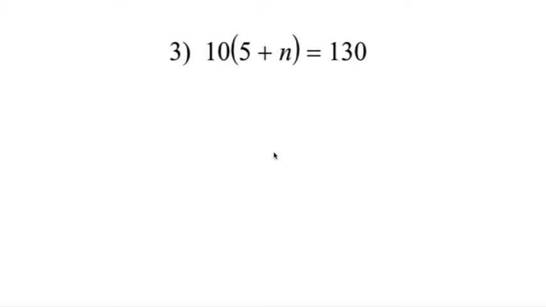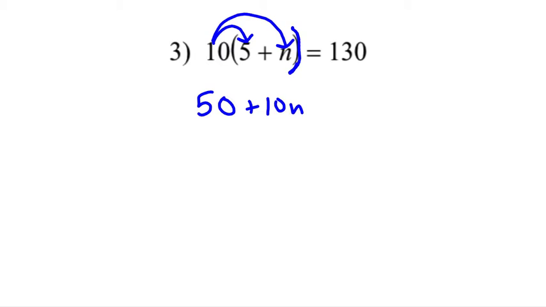Number 3. First of all, distributive property. I see some parentheses here, so I'm going to take this 10 and distribute that through. 10 times 5 is 50, and 10 times n gives me a plus 10n. Remember, whenever the ending parenthesis is there, that tells us when we stop distributing. So from here on out, we just recopy whatever is left in the problem, so equals 130.